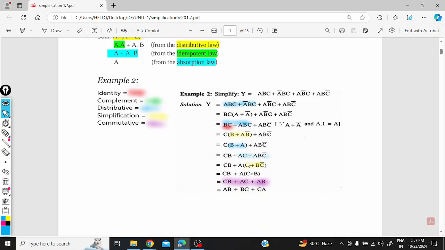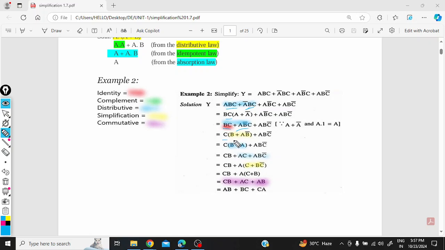Now, for the second example, if you observe clearly, the given expression is ABC plus a bar BC plus a b bar C plus a b C bar. Observing the first two terms, I can take BC common. So I'm taking BC (a plus a bar), and a plus a bar is always 1, you know. Next, I can take C common from the next two terms, giving B plus a bar B, a b bar plus a b c bar.